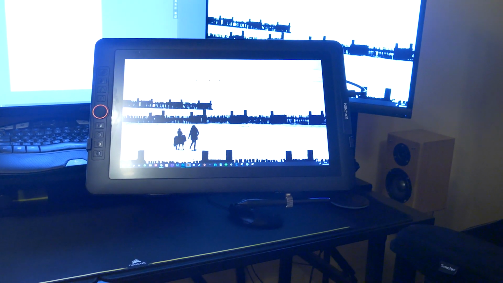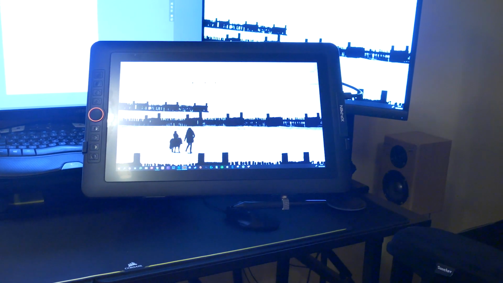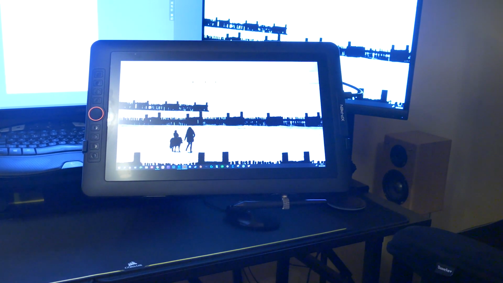So there you have it, a very simple drawing tablet stand that you can also use as a laptop stand or an iPad stand.